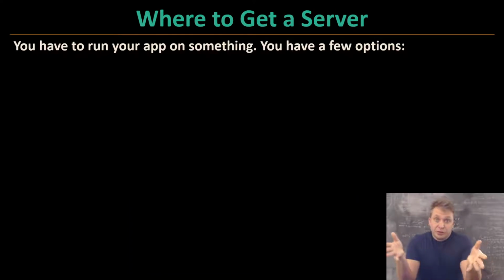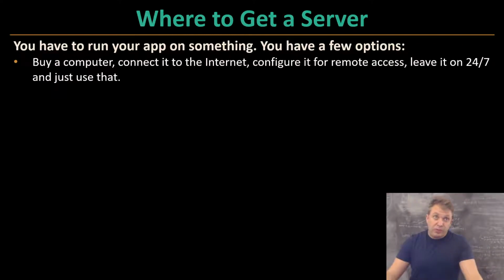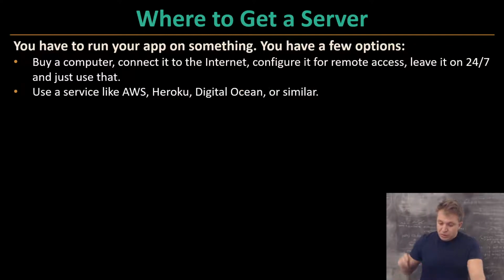You're going to need to get a server, because you have to run your app on something. You do have a few options. One is to do as I mentioned earlier, which is just buy a computer, connect it to the internet, configure it, and use it. You can certainly do that. There are advantages and disadvantages, of course. You're going to have to power it, you're going to have to keep it turned on all the time, your internet connection is going to have to be stable, and so forth. But using this architecture, you could actually do that.